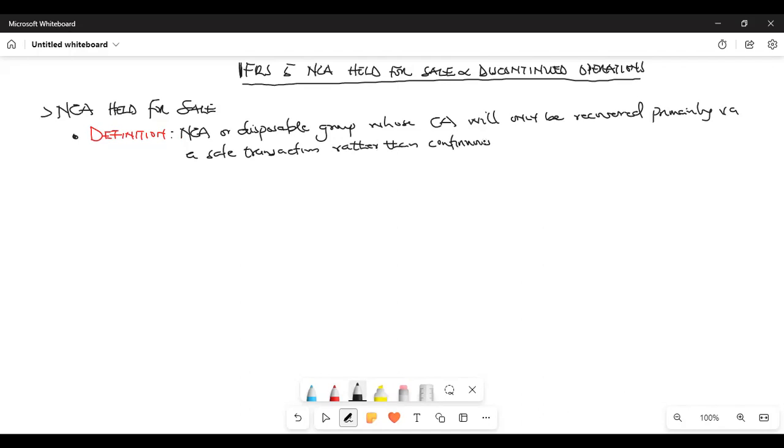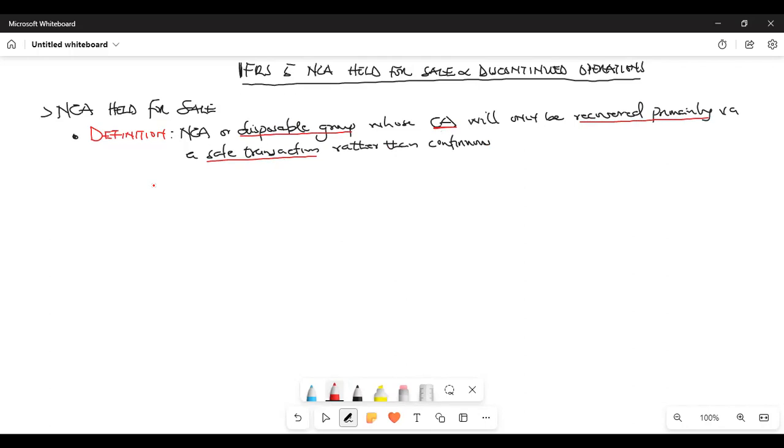So what you should understand in this definition is these terms. I will explain to you what a disposable group is, but the carrying amount, I think by now everybody knows carrying amount. So we are saying that the carrying amount of that asset can only be recovered primarily via a sale transaction. You can recover its carrying amount not when you use the asset, but if you sell the asset.